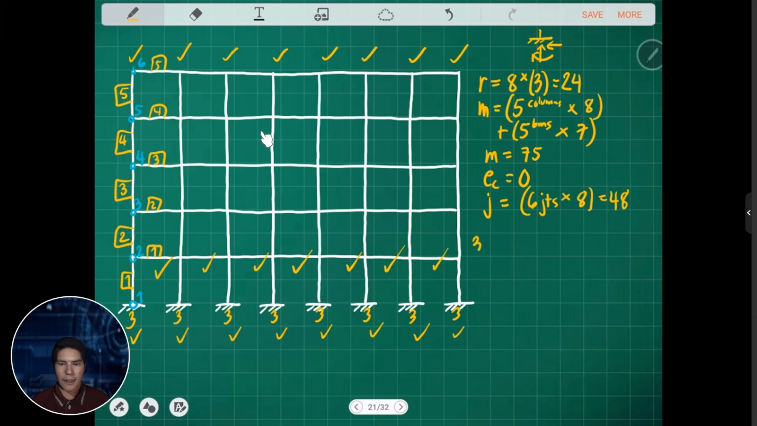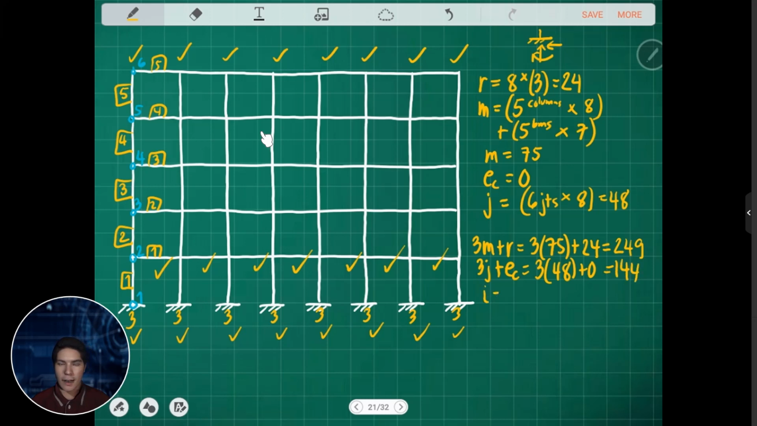So if we want to compute for 3m plus r, the number of unknowns, we have 3 times 75 plus the reaction, we have 24. So we have 3 times 75 plus 24. So we get 249 unknowns. And then for the number of equilibrium equations, we have 3 times 48 plus 0. So 3 times 48, that is 144.